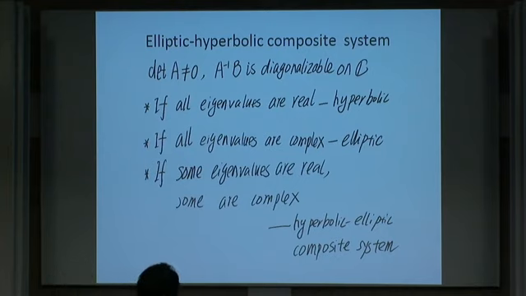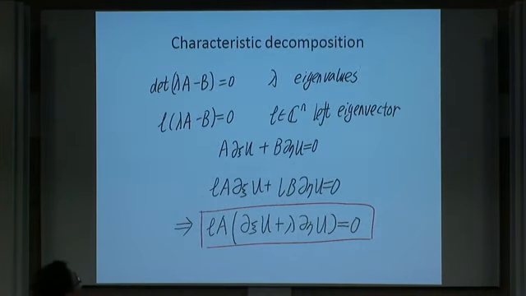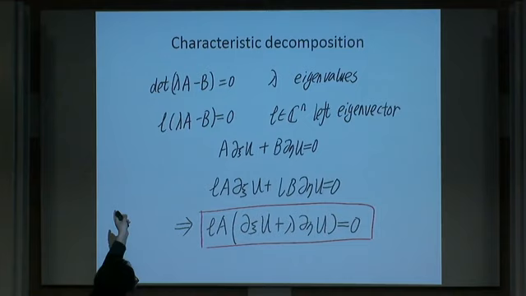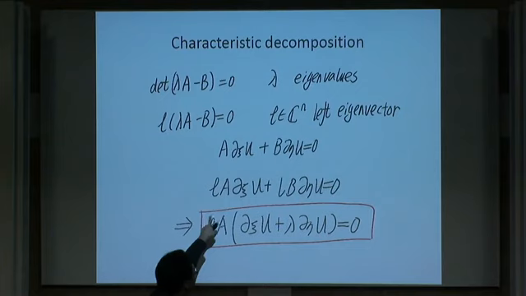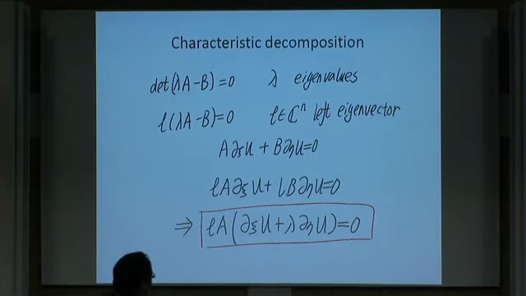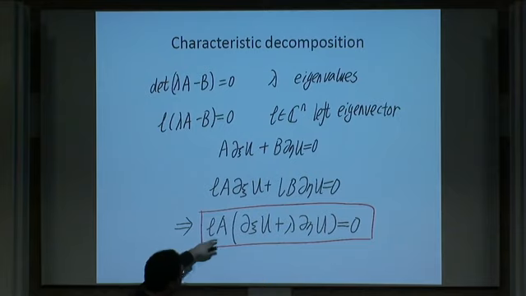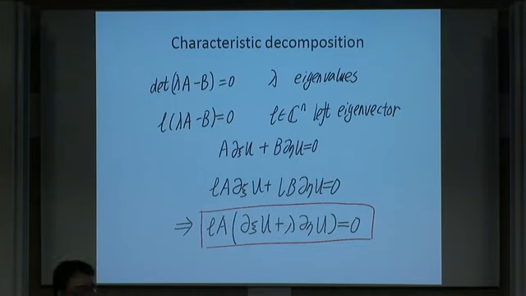The other idea is characteristic decomposition. It is quite simple. Now we assume lambda is an eigenvalue, and L is a left eigenvector. Now we multiply L from the left to the partial differential equations, and we get this. Because L is a left eigenvector, there holds L lambda A equals LB. So substituting into this, we get this one. Here LA is a vector, here is also a vector, so it is a scalar equation. This is called the characteristic decomposition.